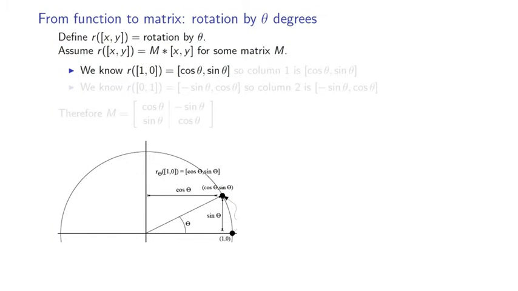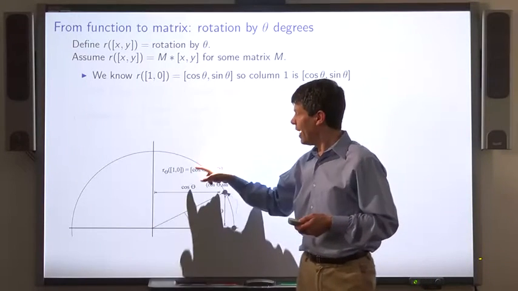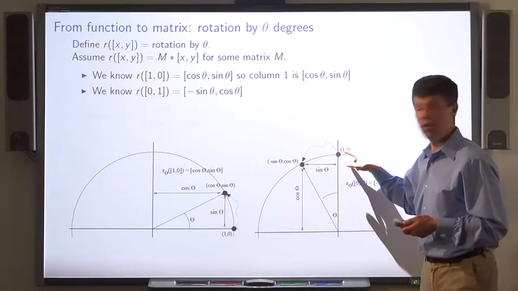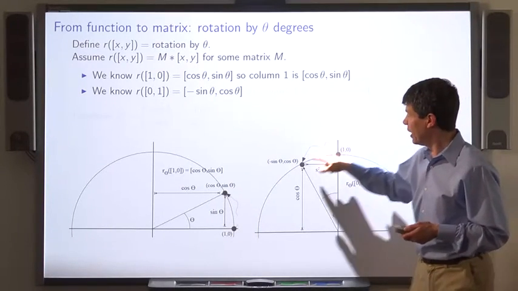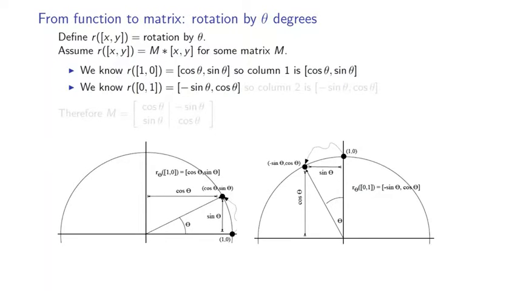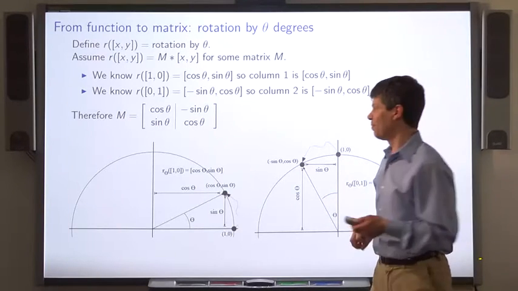So column 1 of the matrix M should be cos theta, sine theta. We know rotating the second standard generator, 0, 1, by an angle of theta should give us minus sine theta, cos theta. So column 2 of the matrix is minus sine theta, cos theta. And here's the matrix for rotating by an angle of theta.